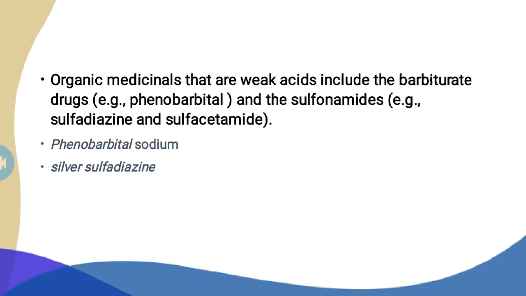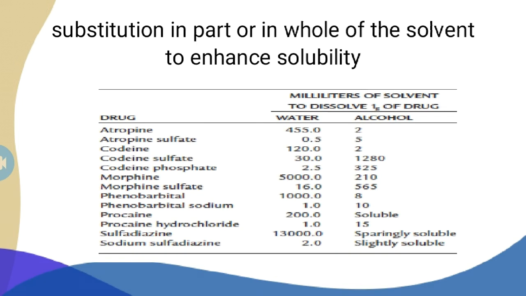The organic medicinals that are weak acids include the barbiturates, for example phenobarbital, and the sulfonamides, for example sulfadiazine and sulfacetamide. This is the example of weak acid organic medicinals. Next is substitution in part or in whole of the solvent to enhance solubility. This figure shows the milliliters of solvent needed to dissolve 1 gram of drug, for the water component and the alcohol component of each drug. This is in relation to the solubility and solubilizing agents of each drug.